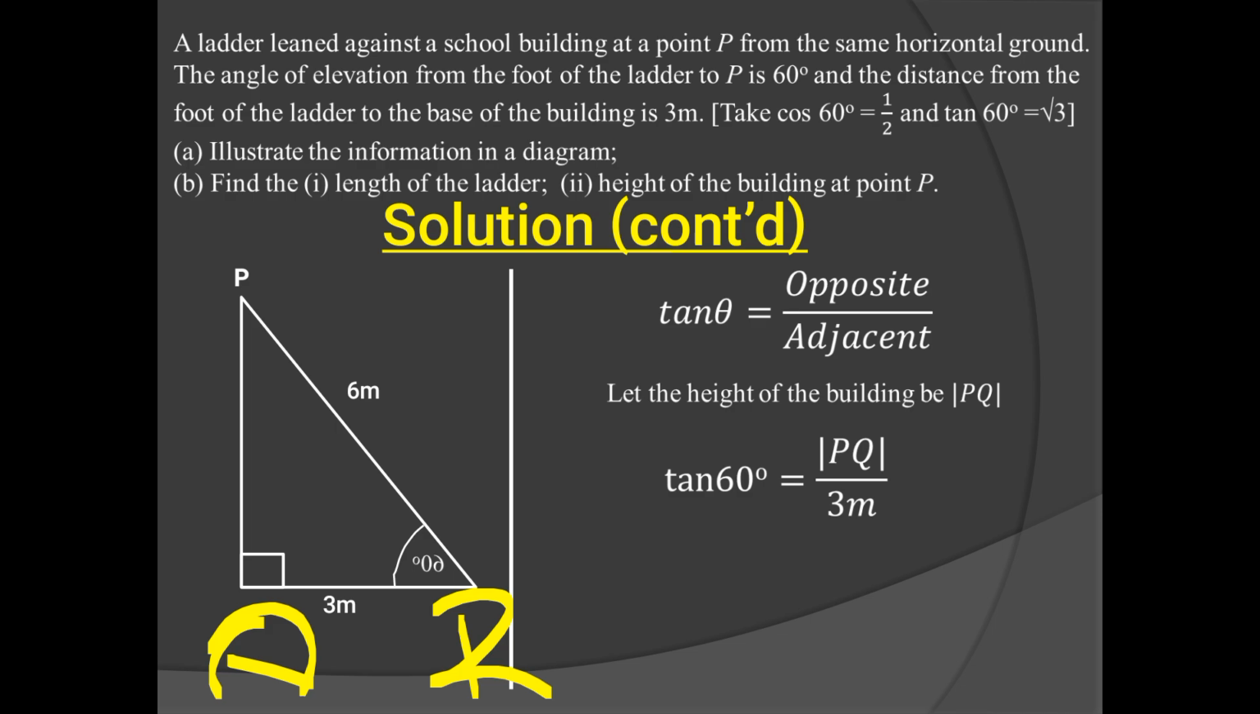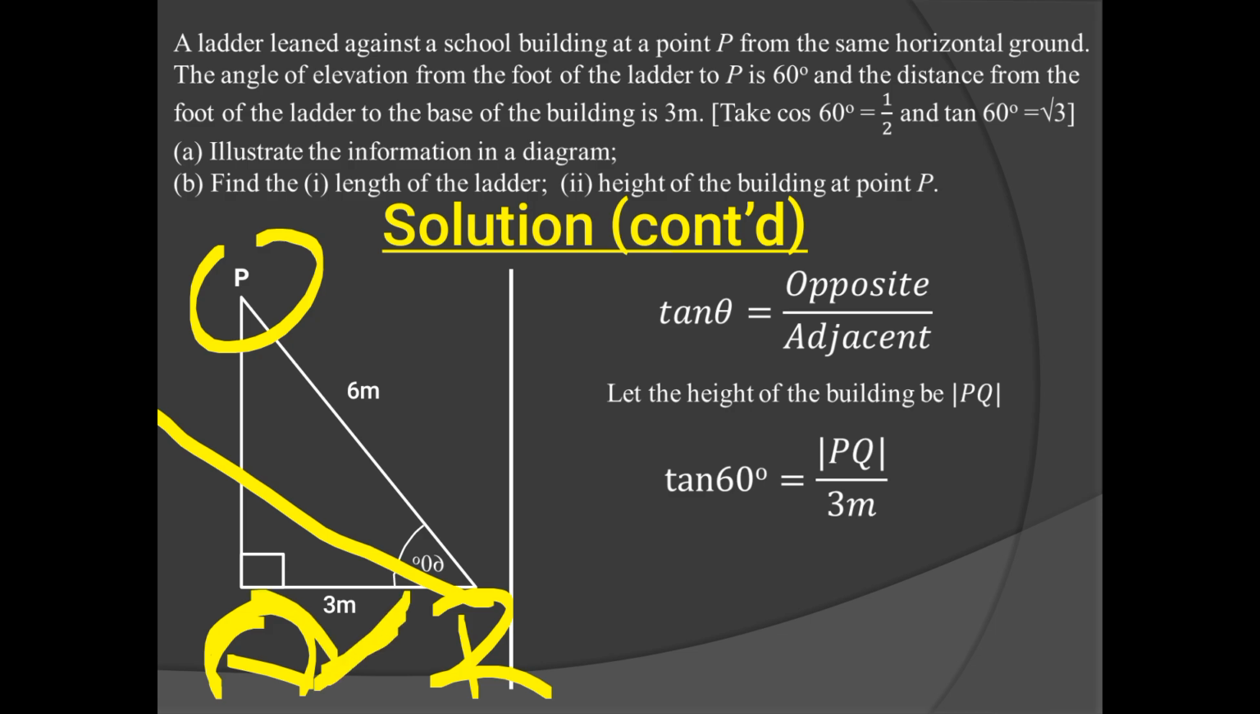So tan 60 degrees, where theta is the angle, and the angle has been given as 60. Tan 60 degrees is equal to opposite over adjacent. Our opposite, we don't know, and that's what we are looking for, PQ. So PQ over adjacent. Our adjacent is what? 3.